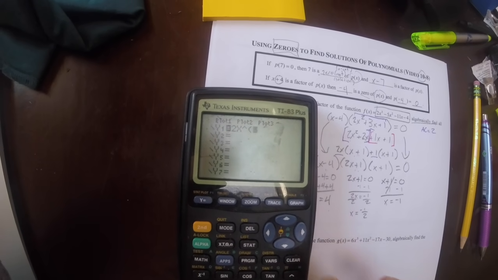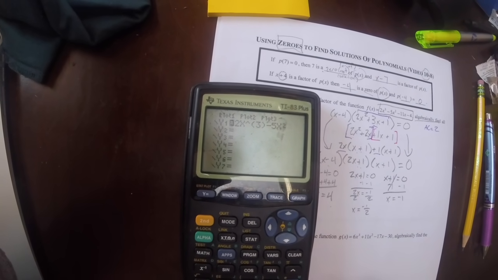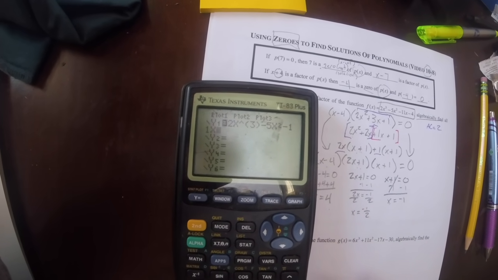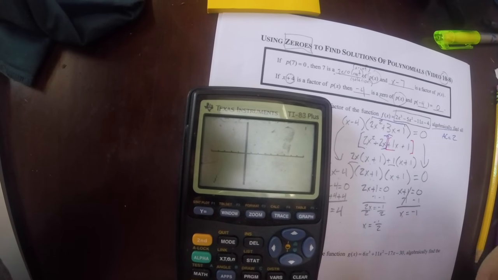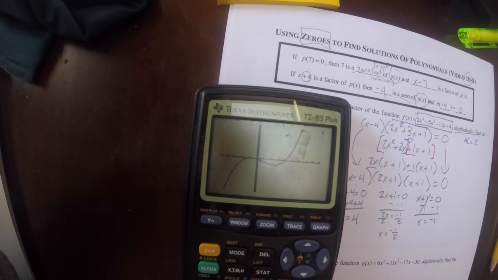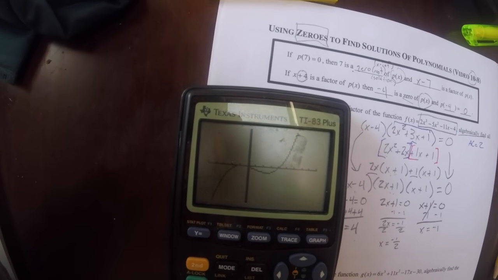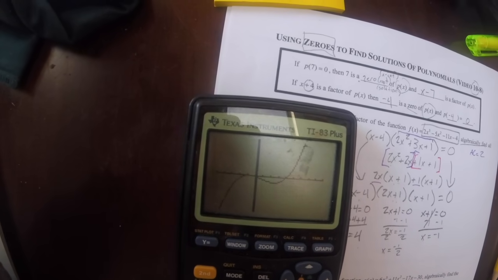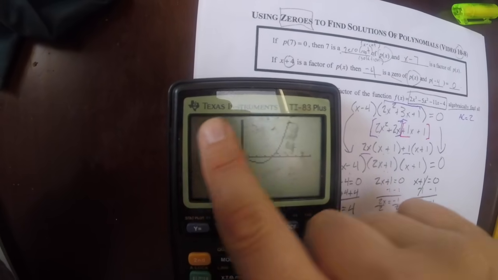2x to the third minus 5x squared minus 11x minus 4. And if I were to graph that, looks like I have, okay, so my scale is a little off. I don't want to waste too much time on this.